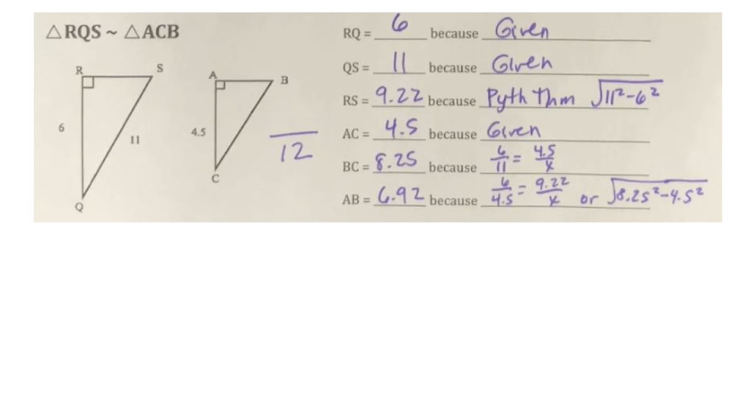As far as the side lengths go, you've got those 3 side lengths that are given to you, the 6, the 11, and the 4.5 that were already written on the picture. Those ones are just given. And then you're going to do either Pythagorean theorem or proportions. For the last blank here, I showed you how to do both. So you could either do a proportion or you could solve that one with Pythagorean theorem.